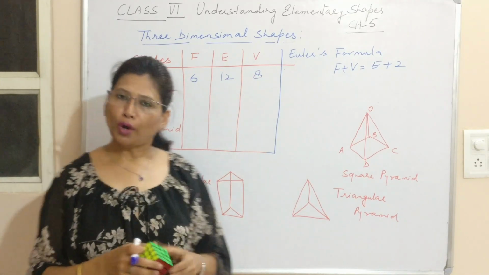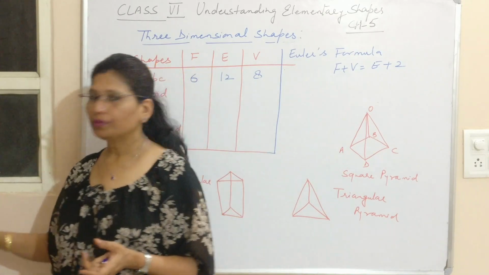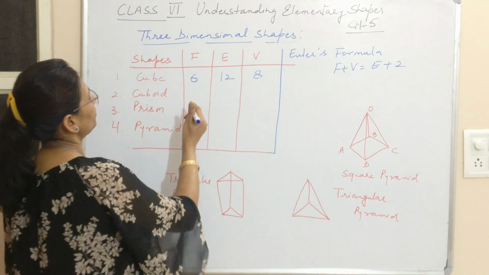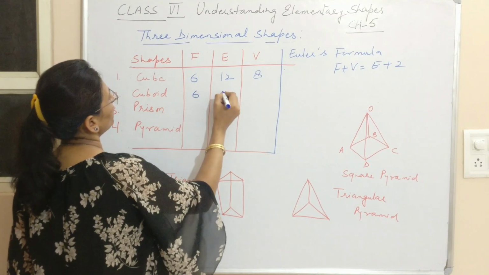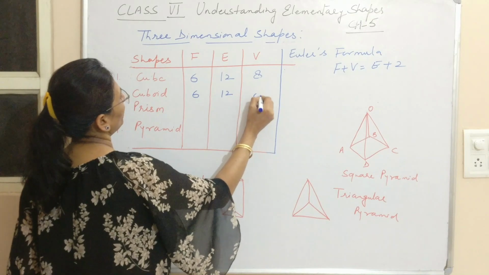Fine. For the cuboid also we have the same thing. Okay, because we have, you can say, a similar structure, only the dimensions change. So we have 6 faces, 12 edges and 8 vertices.